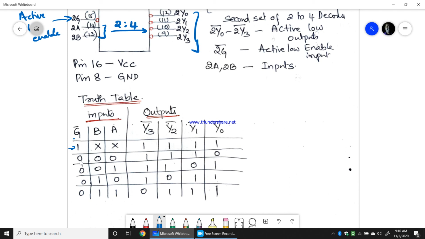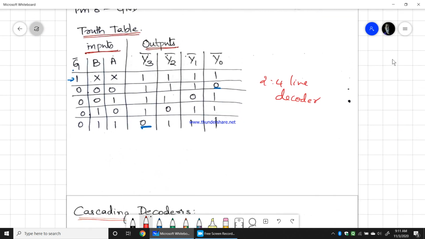Now this G bar is 0, so 0 0 will make Y0 be selected, 0 1 Y1, 1 0 Y2, 1 1 Y3. I hope it is clear to you. This is the truth table for the 2:4 line decoder, and this truth table holds good for both 2:4 decoders. Dual means both are 2:4, therefore one truth table is enough for explaining both the 2:4 decoders.